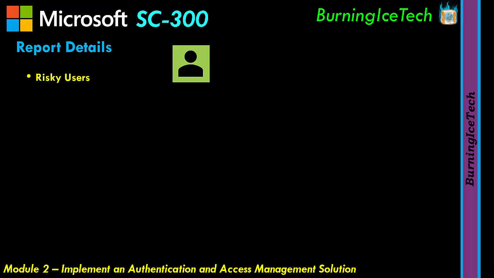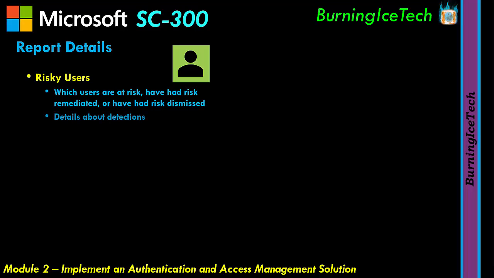So on the risky user report side of the coin, which users are at risk, have had risk remediated, or have had risk dismissed. It will show you things like that in the report. It'll show you details about detections regarding these risky users. It'll show you history of all risky sign-ins. Wow, so that can be a lot to take in. And it will just in general show you risk history.